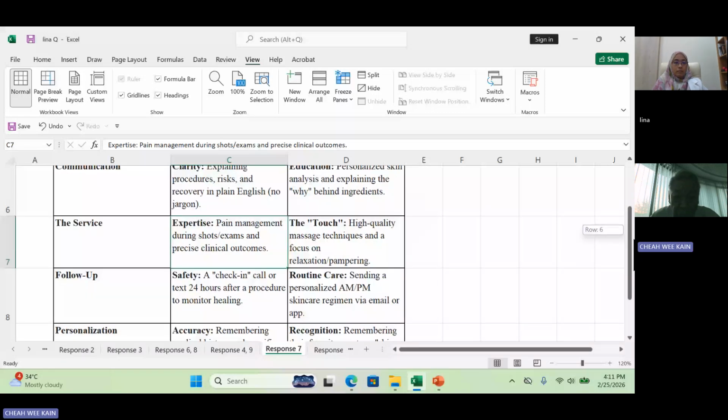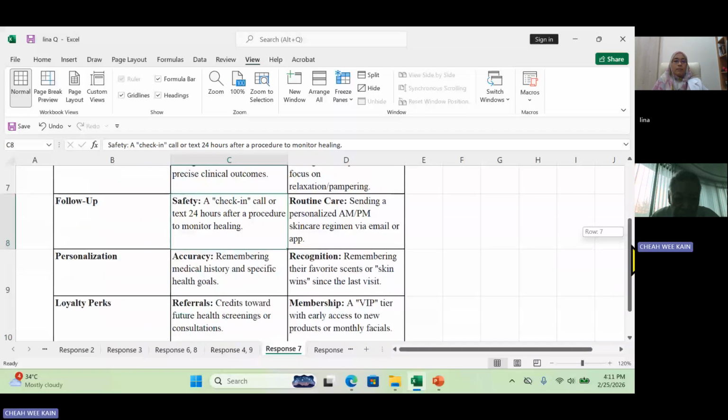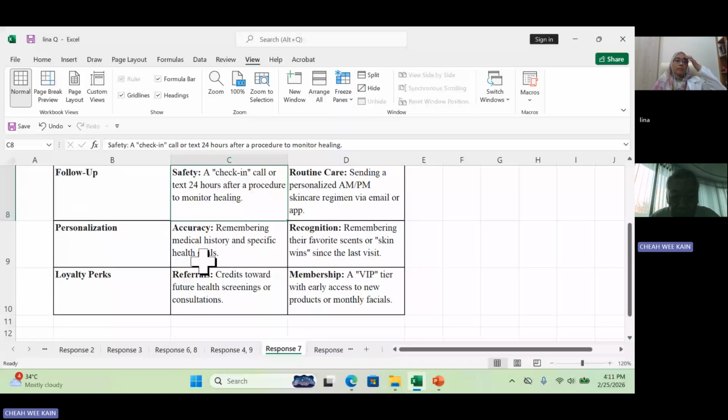Follow up, a check-in call or text 24 hours after a procedure or after they are seeing you to monitor health. But some you don't do it for normal ones. Personalization, remembering medical history and specific health goals. So in your medical card, when they come, they give you the IC or passport number, you already sorted already. So you can pull out the card. Of course, most likely you will use the card. You read it. I would recommend you read it in front of them. You don't have to read aloud. You look at it in front of them.